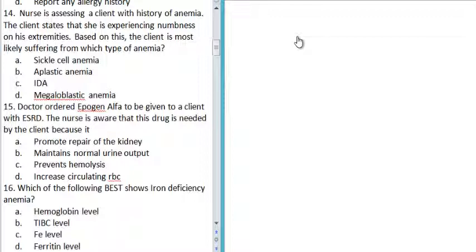Number 14. The nurse is assessing a client with a history of anemia. The client states that she is experiencing numbness in her extremities. Based on this, the client is most likely suffering from which type of anemia? There's only one anemia that will manifest numbness, paresthesia, and other neurologic symptoms, and that is vitamin B12 deficiency, which is a type of letter D, megaloblastic anemia. D is the answer. Next.